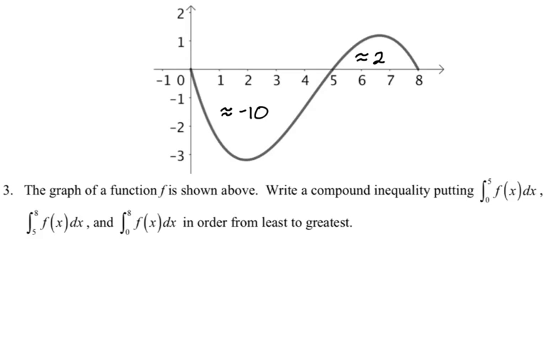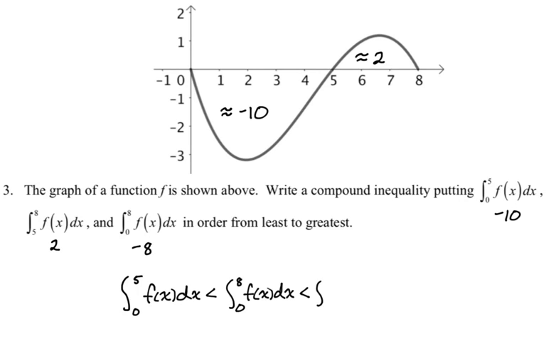And then I'm going to use those values to figure out what I'm trying to do. So this one I said was about negative 10. This one I said was about 2. And then 0 to 8 is just going to be negative 10 plus 2, so negative 8. Now I've got concrete values, and I just need to put those in order and write the inequality. So from 0 to 5 is definitely the smallest. 0 to 8 is the next smallest. And then 5 to 8 is the next smallest. And there you go.